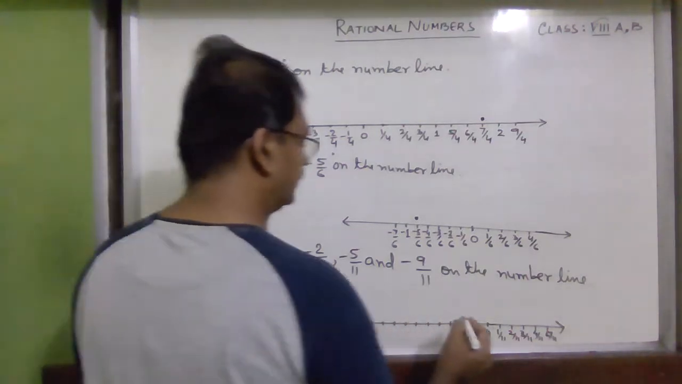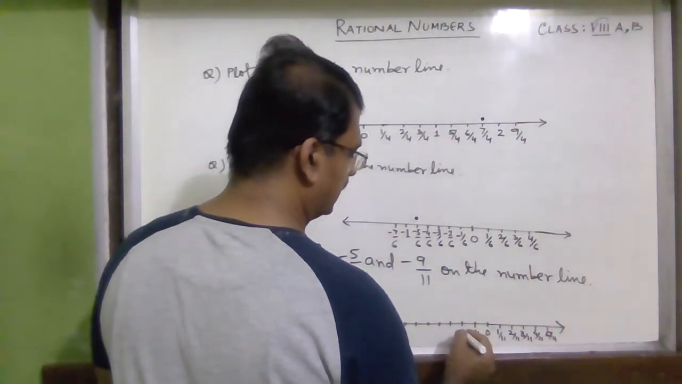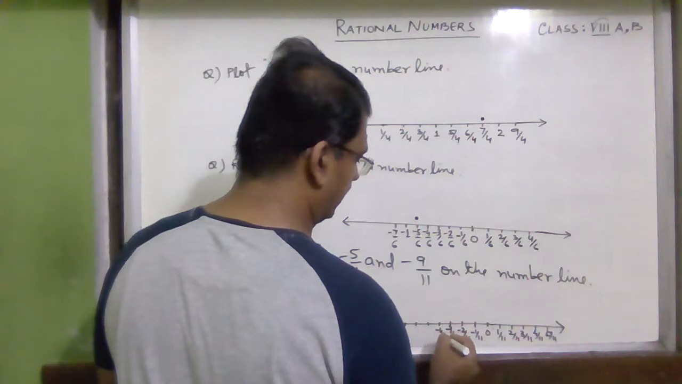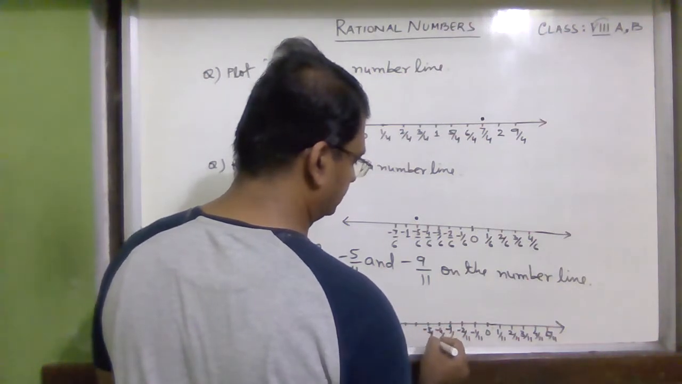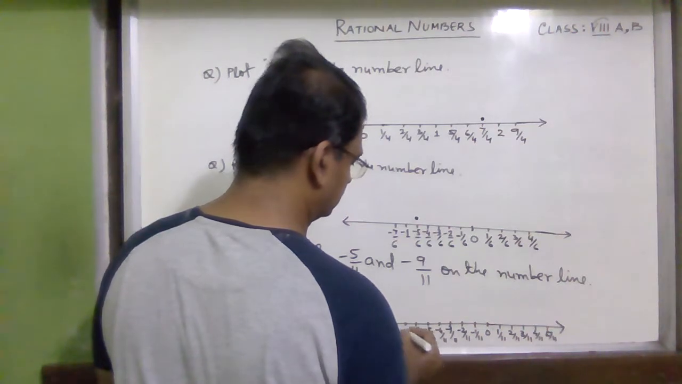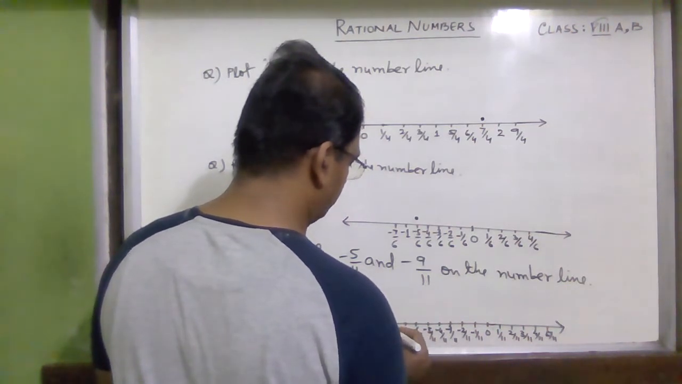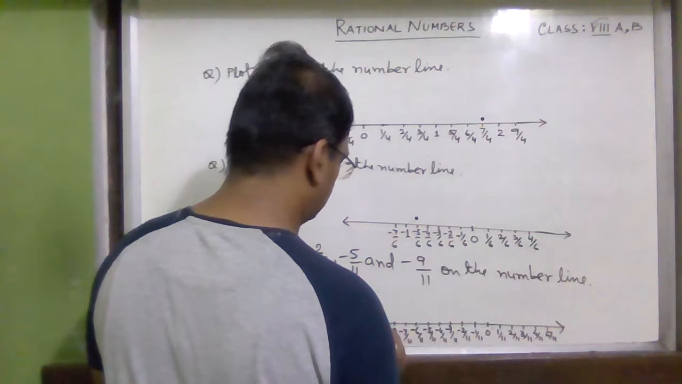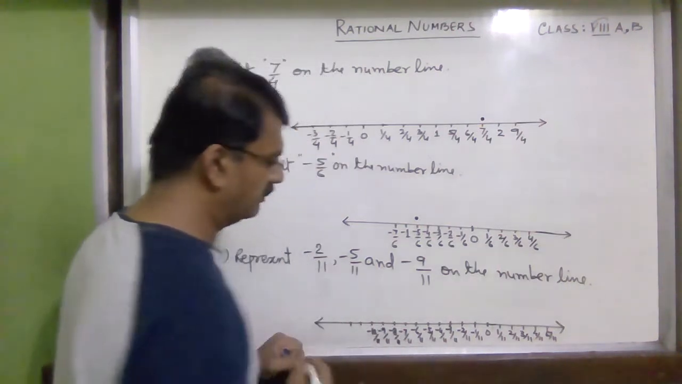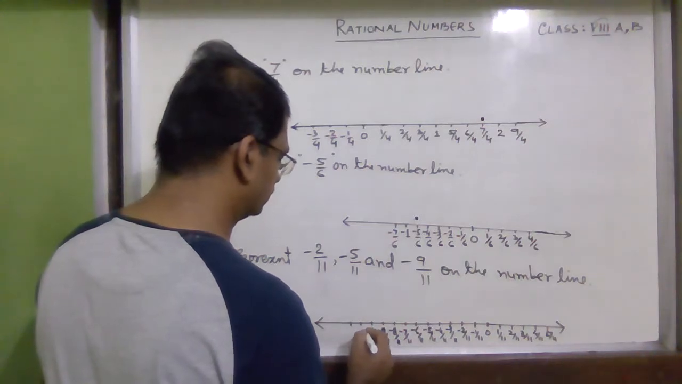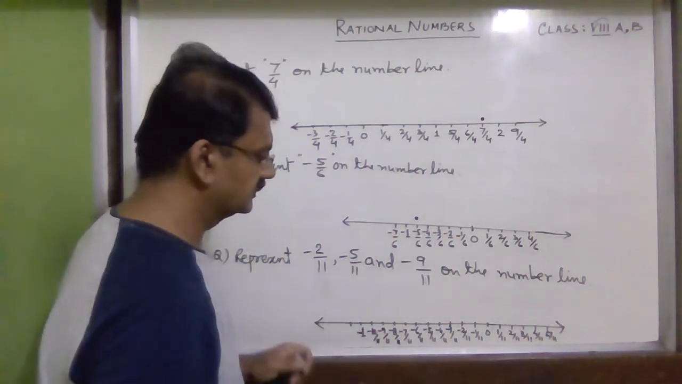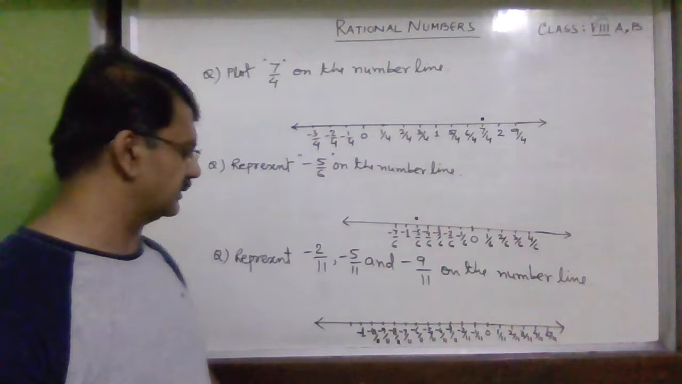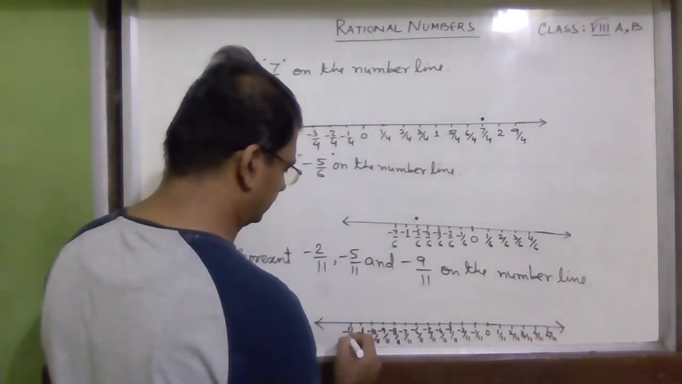And on the left hand side, it is minus 1 by 11, minus 2 by 11, minus 3 by 11, minus 4 by 11, minus 5 by 11, minus 6 by 11, minus 7 by 11, minus 8 by 11, minus 9 by 11, minus 10 by 11, and minus 11 by 11 is nothing but minus 1. And you can write minus 12 by 11 also.